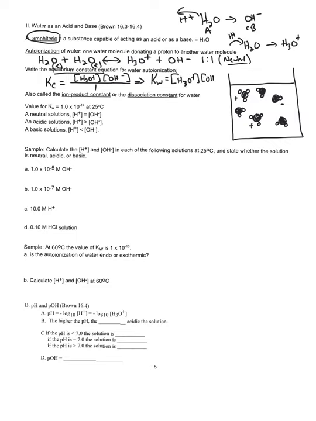For any solution at 25 degrees Celsius, the product of the hydronium ion concentration and hydroxide ion concentration will always multiply to the value of 1 times 10 to the negative 14th. Always. It doesn't matter if it's a very strong acid or a strong base, the hydronium and hydroxide ion concentrations of any aqueous solution will multiply to 1 times 10 to the negative 14th, even distilled water. Okay? And this is called the ion product constant of water.